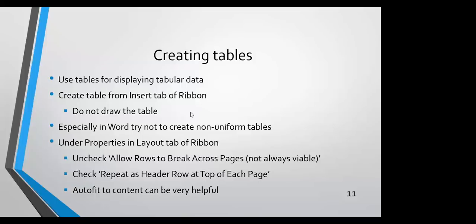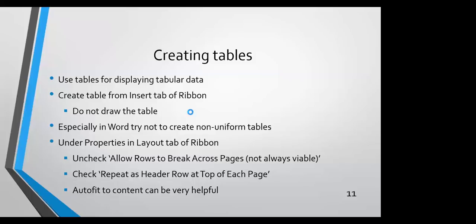Under properties in the layout tab of the ribbon, uncheck allow cells to break across pages. If you've got a lot of material in the cell, that might mean that you waste a lot of space on the page, but then you might need to consider whether you're using your table appropriately anyway. And check repeat as header row at the top of each page, and I'll show you this in a moment, don't worry. And auto fit to content I like, because it just saves having to work out how big or small to make each cell on the table.